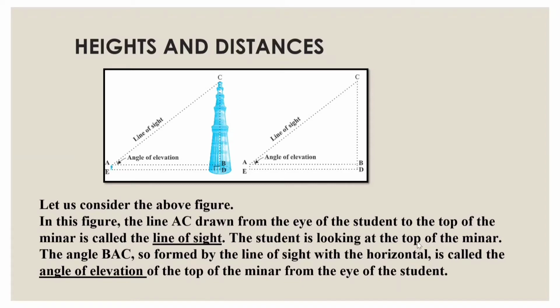The student is looking at the top of the Minar, the angle BAC. This angle BAC that will be formed with the line of sight and the horizontal line will be called the angle of elevation of the top of the Minar from the eye of the student. So I hope you've understood the angle of elevation. It is the angle between the line of sight, the imaginary line connecting the point of observation to the point being observed, and the horizontal line. So this angle that is formed is called the angle of elevation.